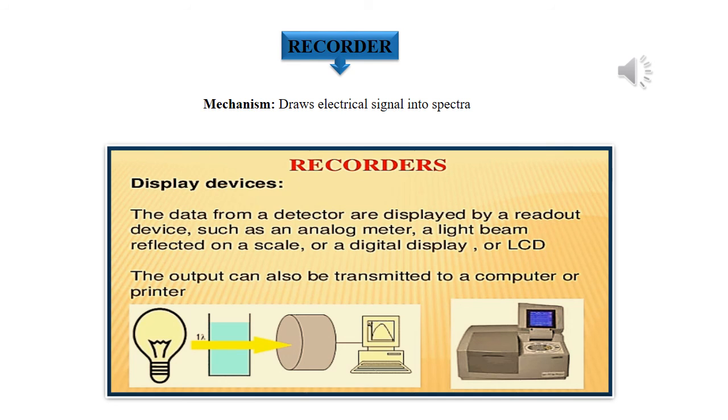And the last part of the instrument is the recorder. The role of the recorder is to draw the electrical signal as a spectrum. Recorders are nothing but analog meters, and they have a digital display or LCD. They record the electrical signal as a spectrum, and we can take a printout of this spectrum and use it for qualitative and quantitative analysis.